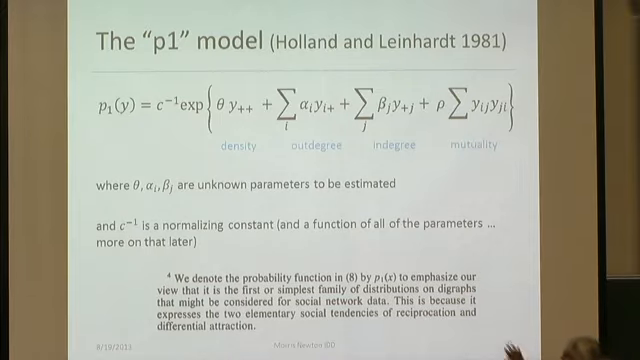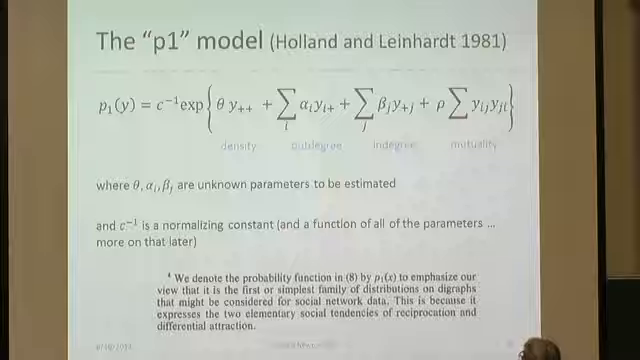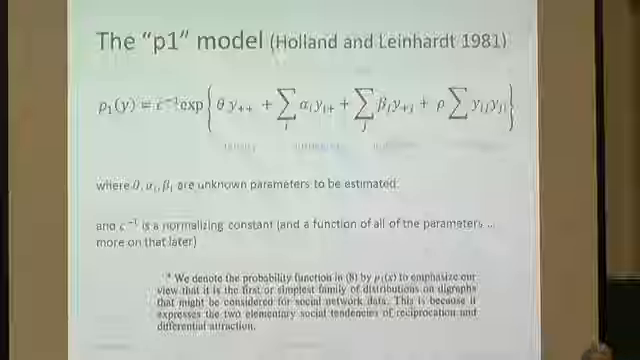And the model that they developed is the simplest model. In fact, they wanted to denote this by P1 to emphasize that it's the simplest family of distributions on what they call digraphs. And it is a function of a term representing overall density and a parameter for that. Terms A sub I, those are parameters for each node in the network on their out degree. Parameters for each node in the network on their in degree.